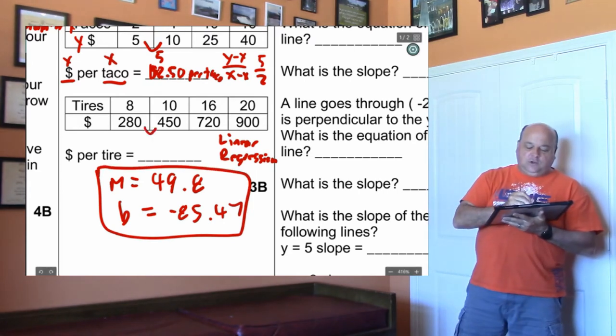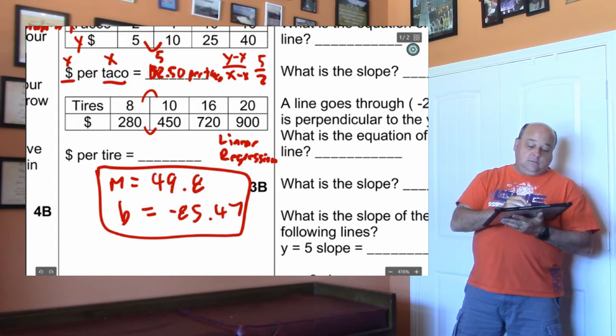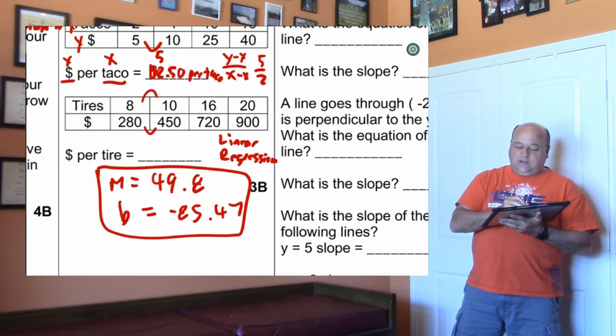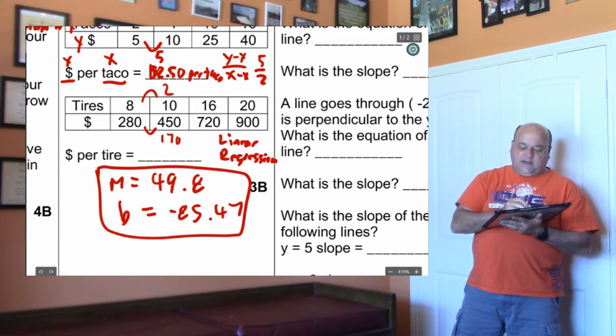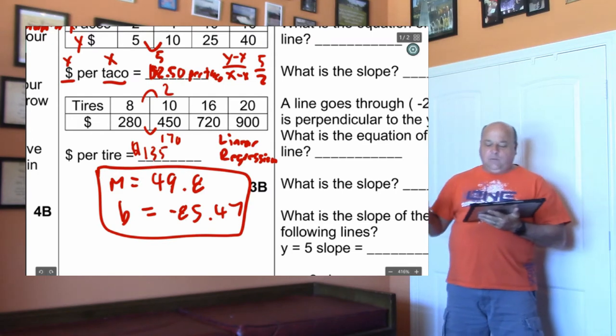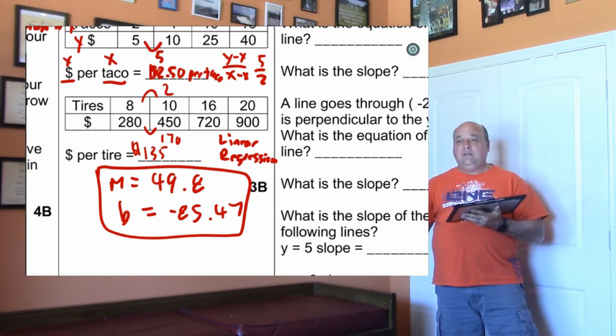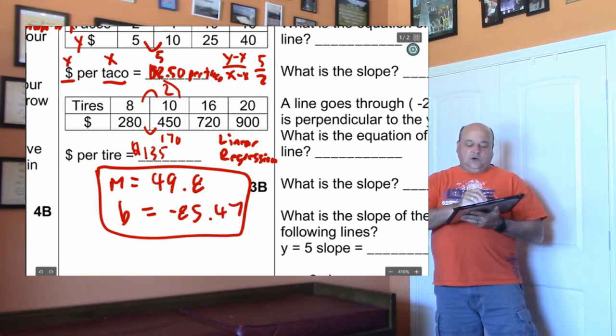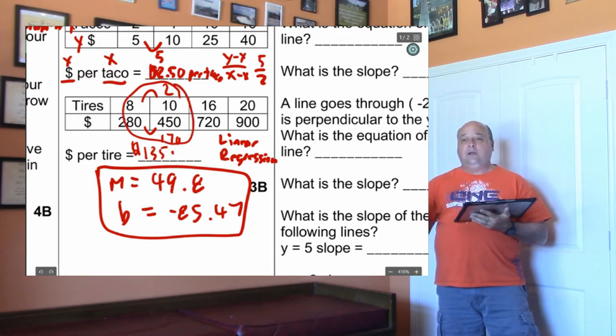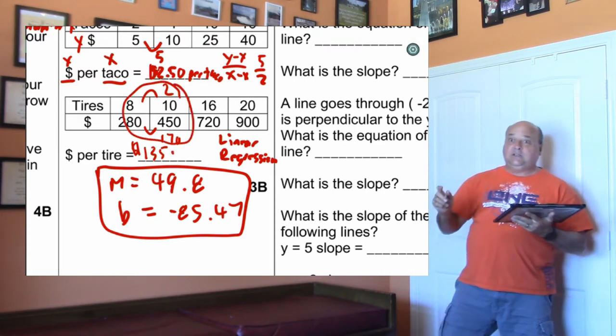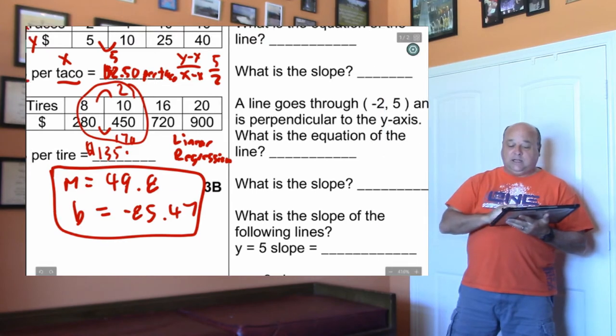If we did the first two, though, we would get what? 450 minus 280 is 170, and then this would be 2. If I divided it, I would get 135, wouldn't I? And then this right here is not going to be 135, okay? So I messed up when I made the table, all right? If you did the first two, though, the slope would end up being 135. This does not have a constant rate of change, so I messed up when I made the table.